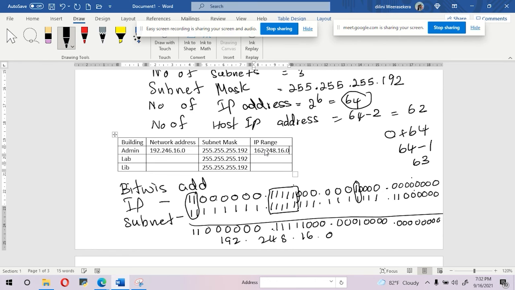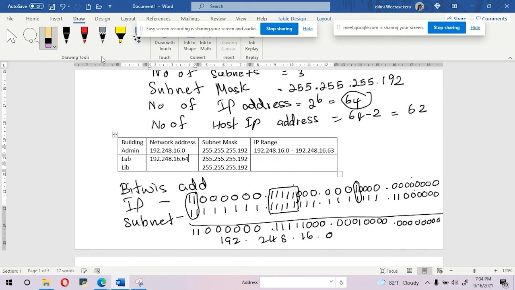192.248.16.0 to, sorry, here 192.248 is given. 192.248.16 dot 63. So the number of IP addresses is 64. So it is 64 plus 64. What are you getting? 128.